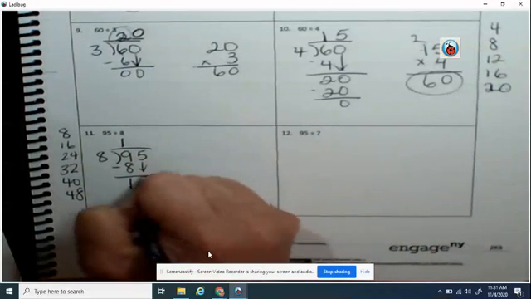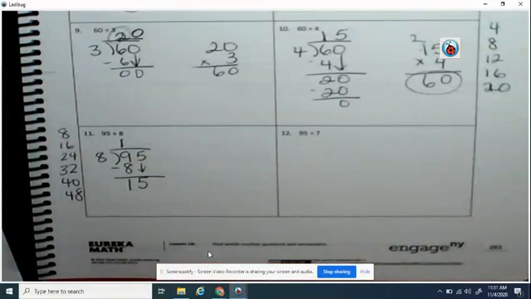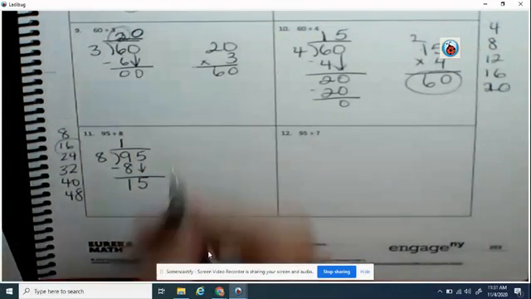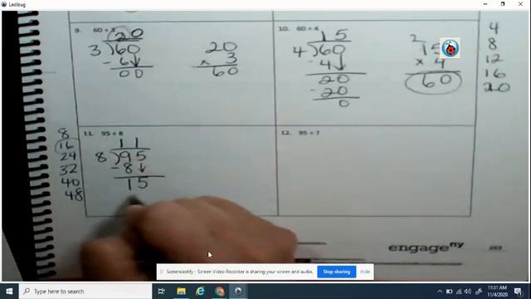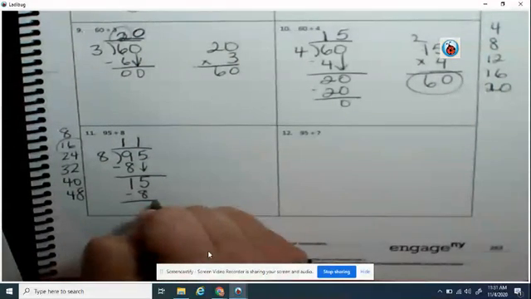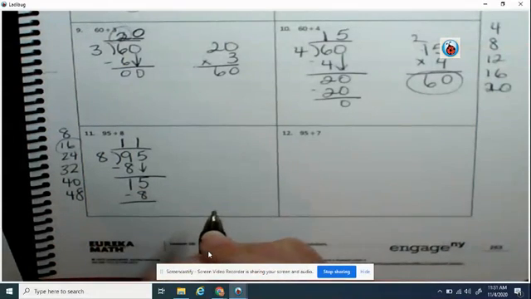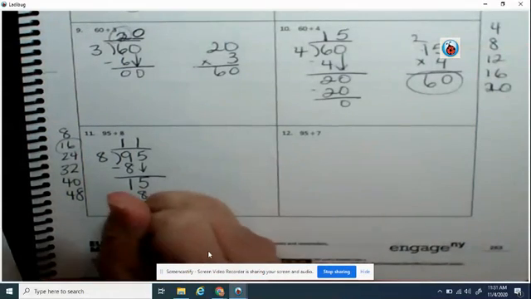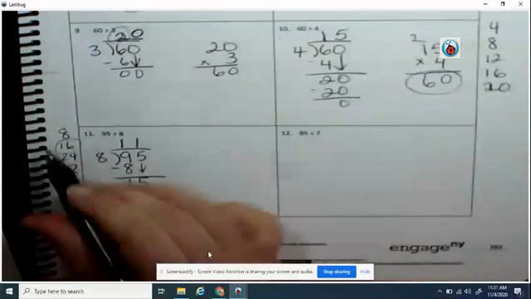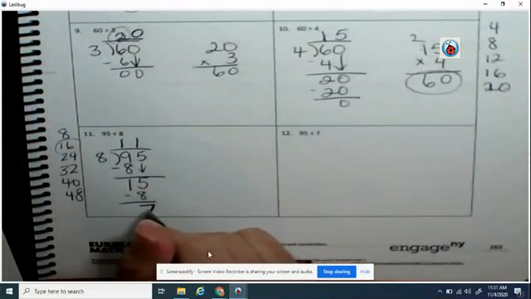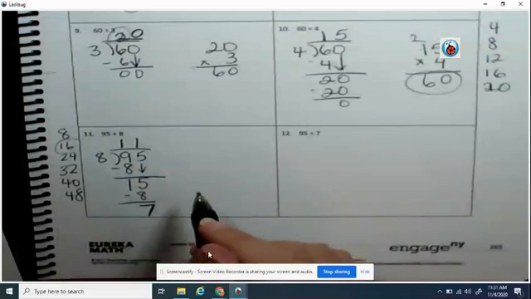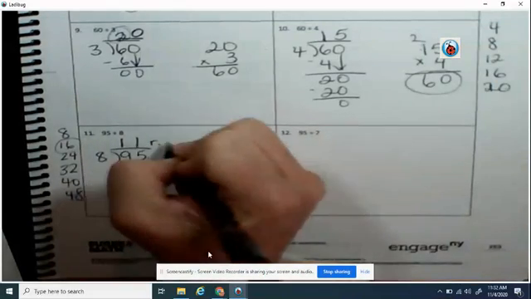I'm going to combine that with my 5. That's 15. I cannot get to 16. I'm only at 15, so I'm going to have to do 8 times 1 again. 8 times 1 is 8. 15 minus 8 is 7. It was 1 short. We just needed 1 more to make a full another group, but we didn't have it. Okay, so I have 11 with a remainder of 7.